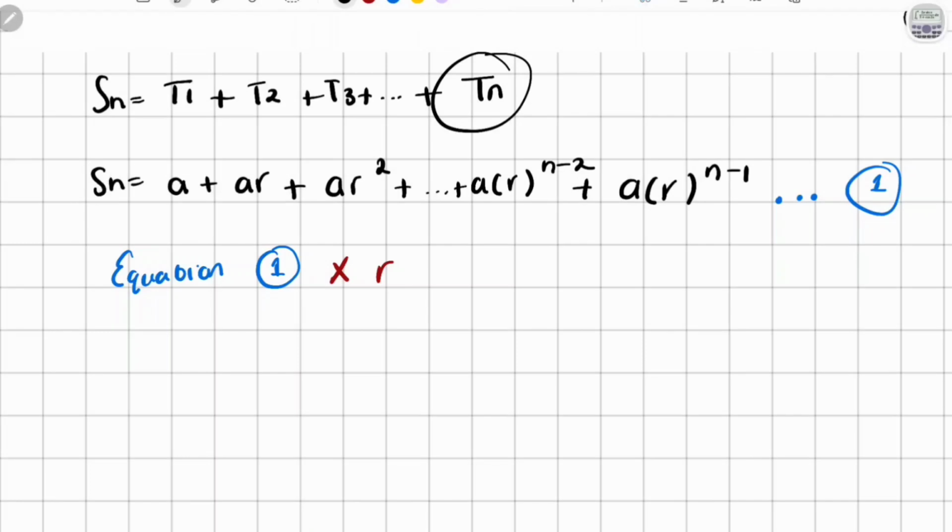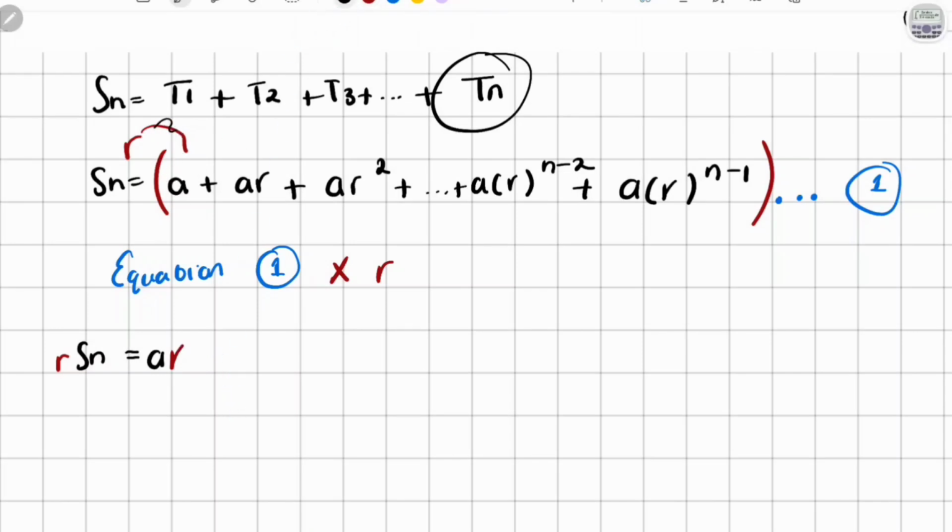You're going to have to say Sn multiplied by r, which we can just write as rSn. Now, in all of these terms you're also going to multiply by r, because really we're taking all of this and multiplying it by r. So the first term gets multiplied by r. R times a is ar.